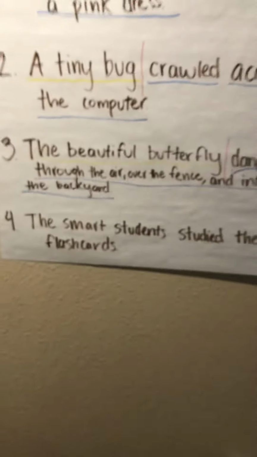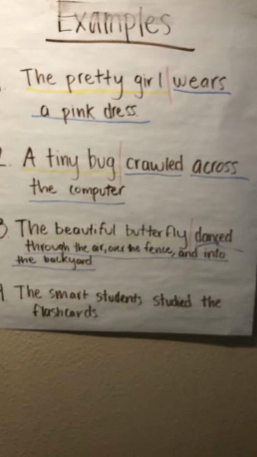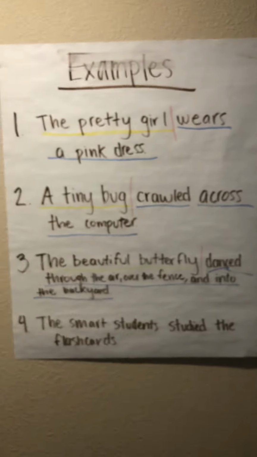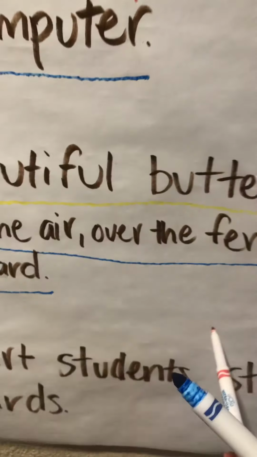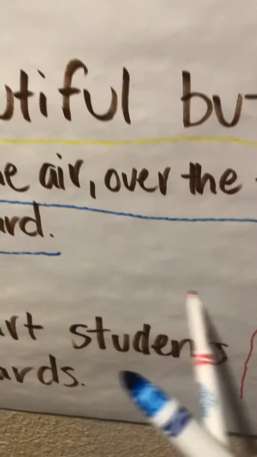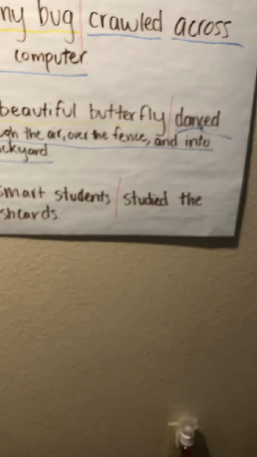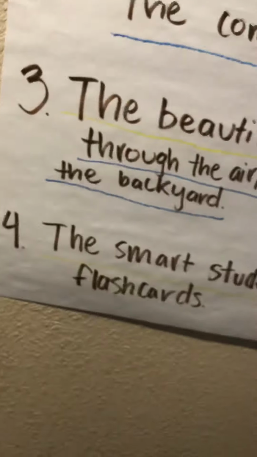And then our last sentence. The smart student studied the flashcards, okay? Our noun that is first is student, and then what did the student do? They studied, okay? So we're going to draw our subject line in between our noun and our verb, the first noun and verb that touch. And we know that before the red line is our complete subject, and then after is our complete predicate.